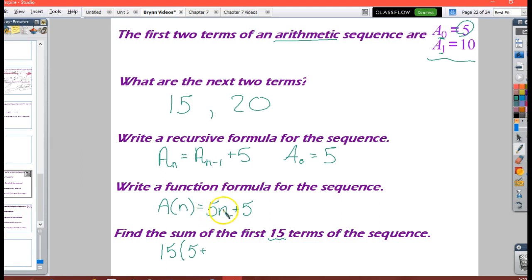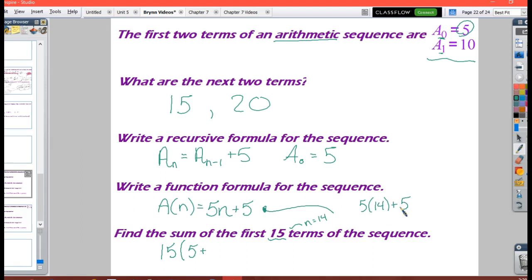Well, think about it. My first term, or my 0th term, is 5. That means if I plug in 0 in here, I get 5. So if I'm looking for the 15th term, that's actually going to be when n equals 14 in this function formula. So let's put that in there. If we took 5 times 14 and added 5, that'll give us the 15th term.